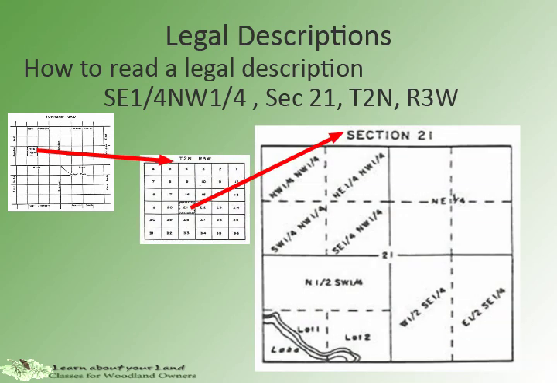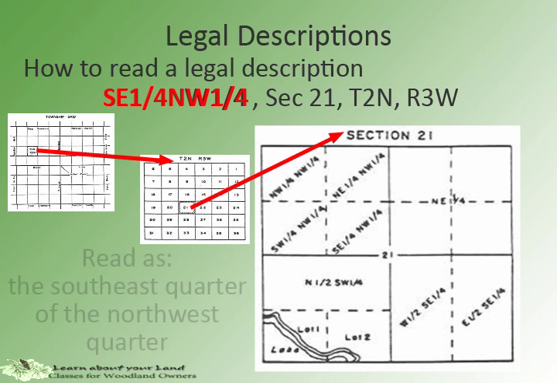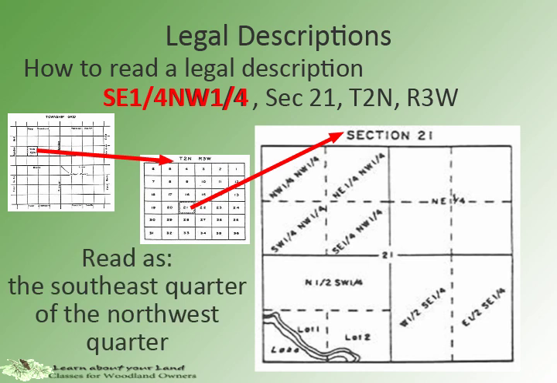The section is further divided into quarters and halves. Remember that each section consists of 640 acres, so each quarter of a section is 160 acres, and a quarter of a quarter is 40 acres, which is what we have here. It is read the southeast quarter of the northwest quarter. Again, working backwards, this parcel is in the northwest quarter and is the southeast quarter of the northwest quarter.